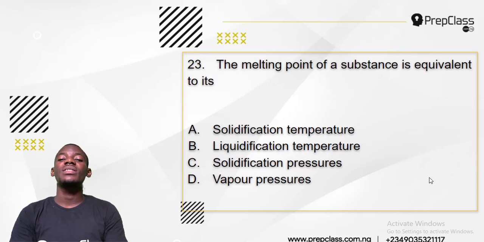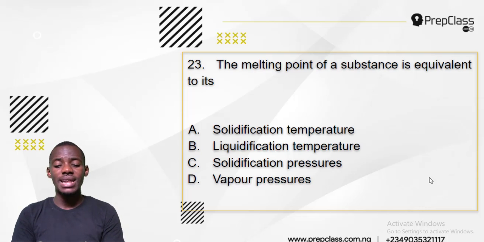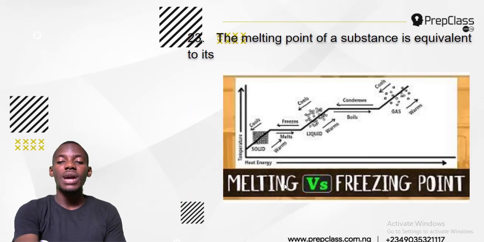And let's check number 23. The melting point of a substance is equivalent to its what? Now, melting point and one of them are at the same temperature. That's what we mean by equivalent. Water melts at the same temperature it also what? Do you have any idea which one is right? Melting point and one of them: is it solidification temperature, liquidification temperature, solidification pressure, or vapor pressure? Do you have any idea? Now the answer is very simple. Melting point is the same as what? Freezing point. It happens at the same temperature.